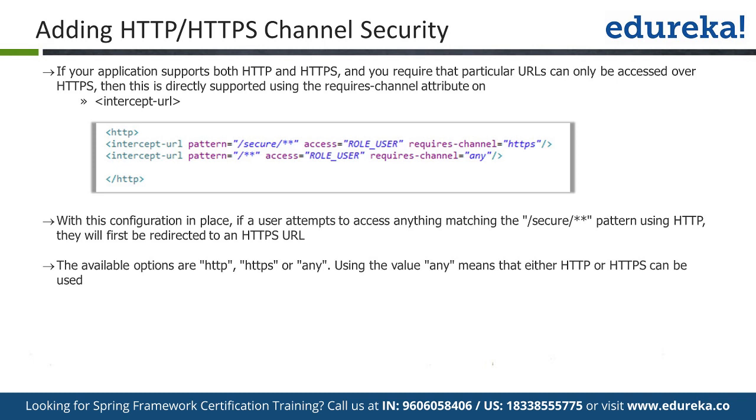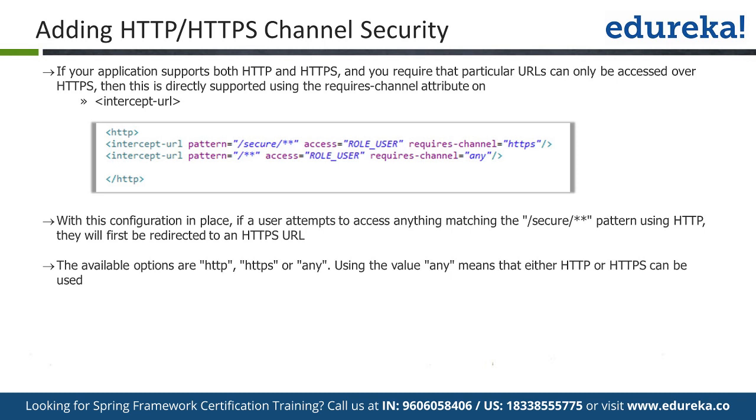So you need not write any piece of code for that. You just need one single configuration line in your XML and you can filter it out. If any user tries to access the secure URL over only HTTP, they will get a proper error message from the Spring Security framework. In this configuration, if a user attempts to access anything matching secure using HTTP, they will be redirected to the HTTPS URL. They cannot use the HTTP URL.